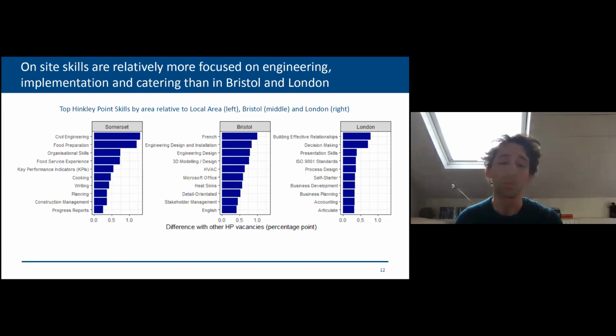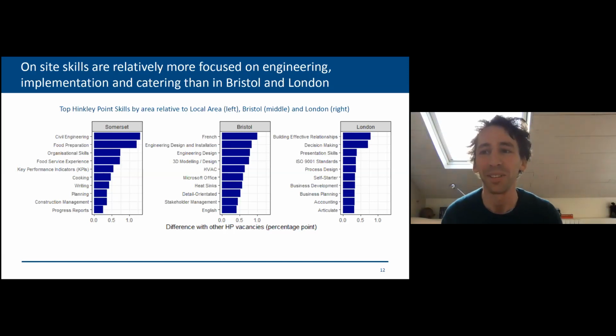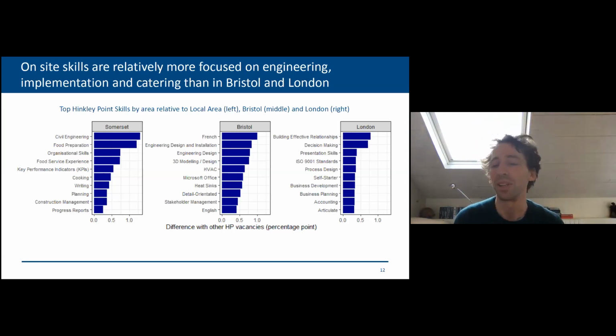Looking at Bristol, the middle chart, we found that the relatively higher skill that was required was French. It doesn't mean that French is very highly required for these vacancies, but it's relative. So if it's not in high demand in the UK as a whole, it'll really show up here. And it might be that because the project is run partly by EDF Energy, there's a need for some people to liaise with the French company.